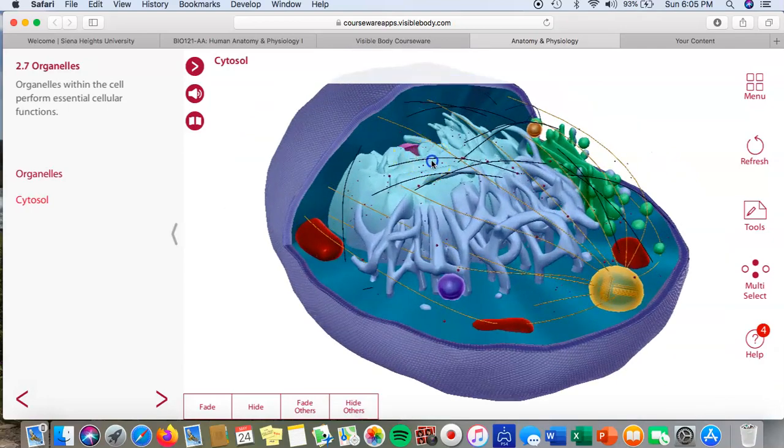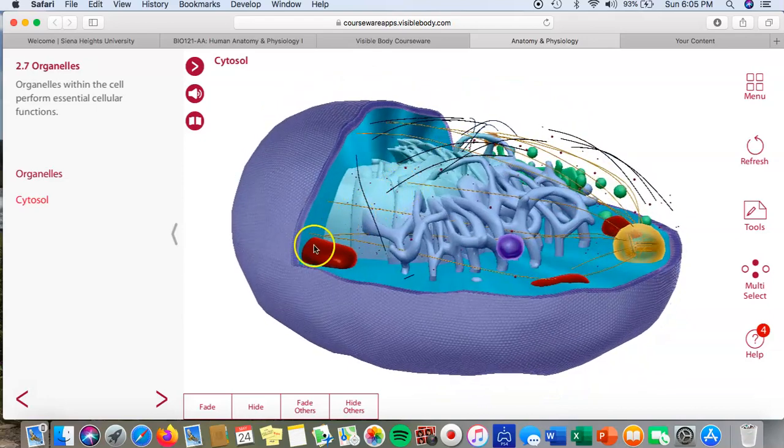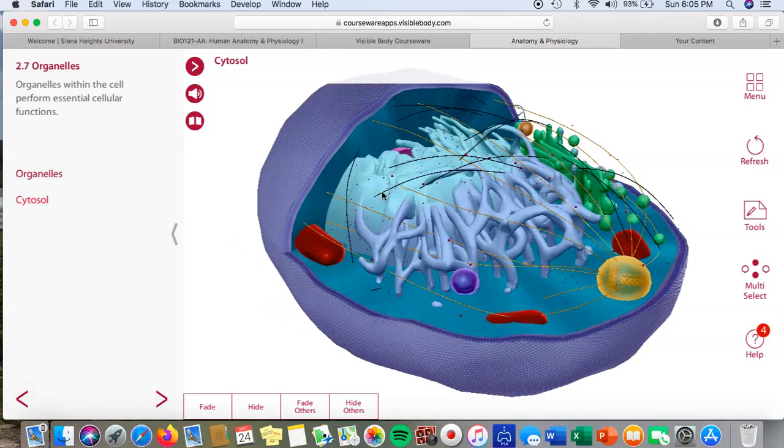This is like if I took a knife and cut all of the cell membrane out, so I could look into the cell, this is what we would see. You can notice the cytosol would fill this whole area, but we've taken that part out. So the cytosol is just the jelly-like substance that would be holding things in the cell. Let's take a look at the organelles.